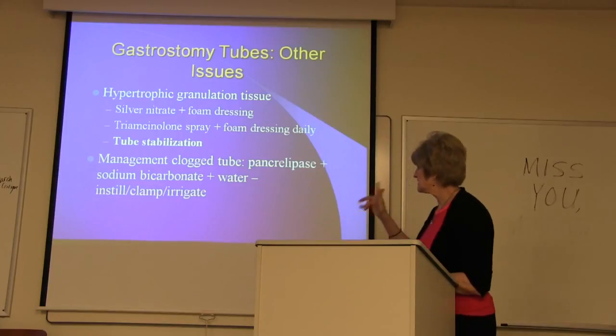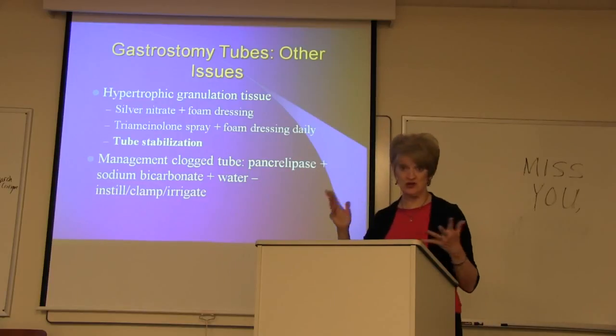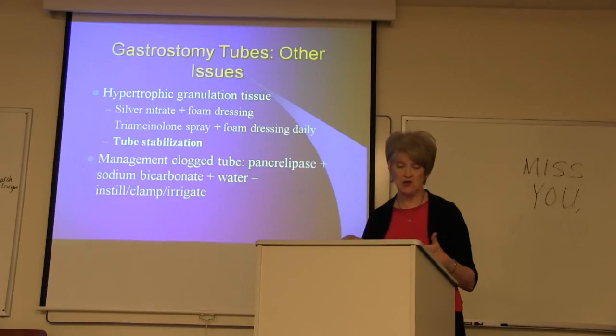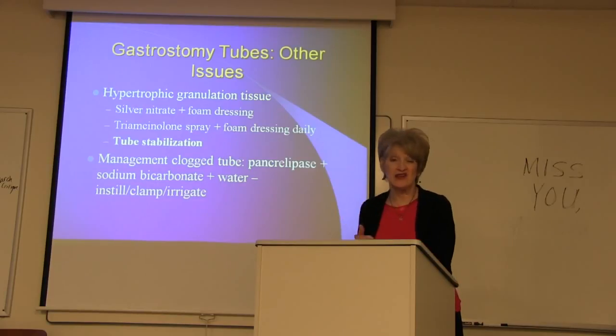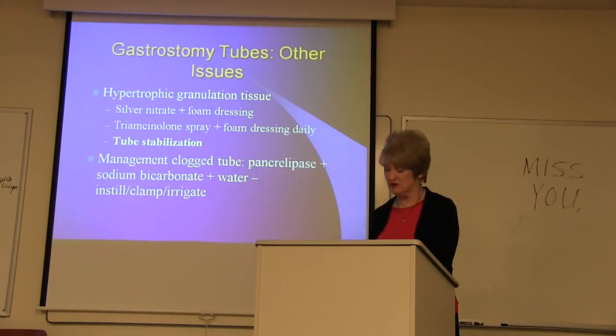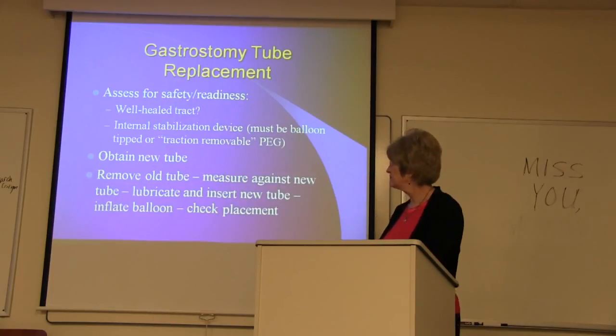So you can mix pancreolipase enzymes, which you can get from pharmacy, with sodium bicarbonate, plain old baking soda, and warm water, form a slurry, instill like 5 cc's into the tube right around the clot, clamp it for 30 minutes to an hour, come back and try to irrigate. And most of the time that will open it up. They also make little kits for use in home care that have all of the ingredients. So just wanted you to know that.